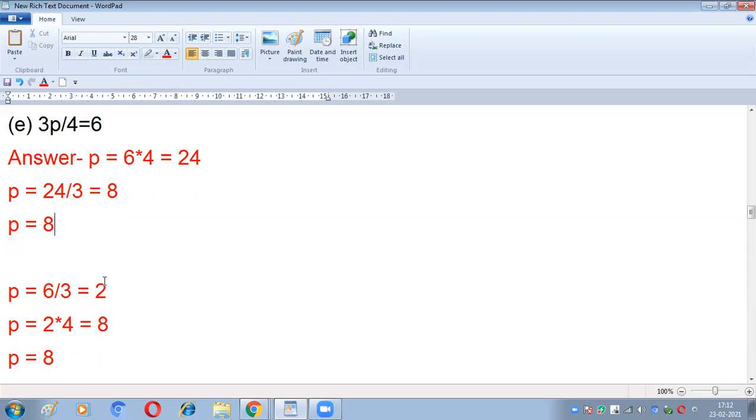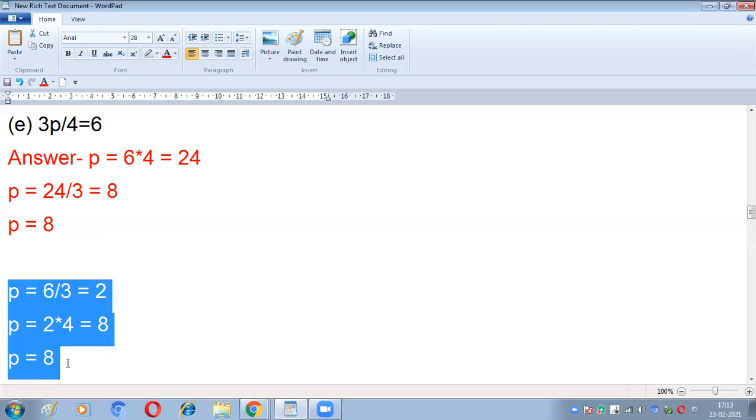Both answers are coming the same, but the methods are opposite. So don't use this method. First move the natural number, which is not having any variable. 3 is having a variable, which is p, so we can use it at last. So don't use this method.